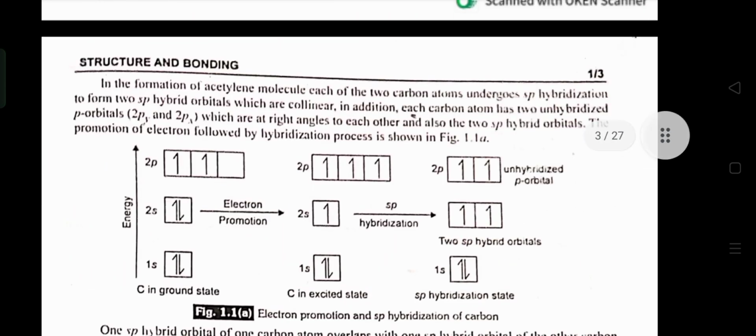In the formation of the acetylene molecule, each of the two carbon atoms undergoes sp hybridization to form two sp hybrid orbitals which are collinear. In addition, each carbon atom has two unhybridized p orbitals, 2py and 2px, which are at right angles to each other and also to the two sp hybrid orbitals. The promotion of an electron followed by the hybridization process is shown in that figure.